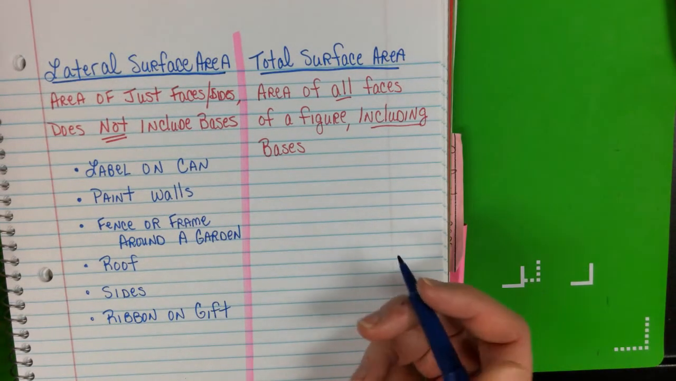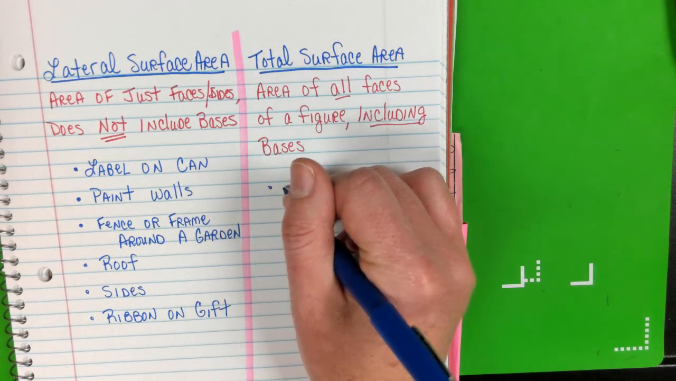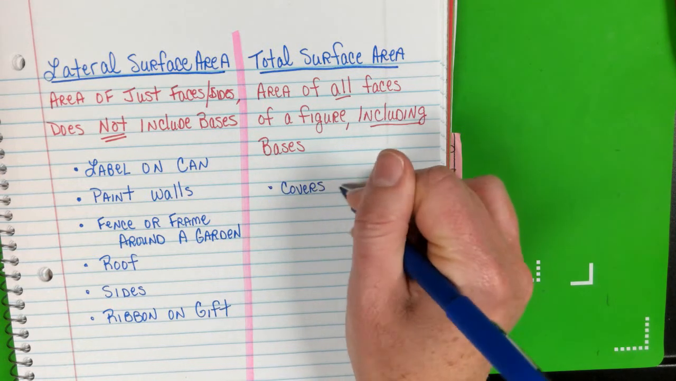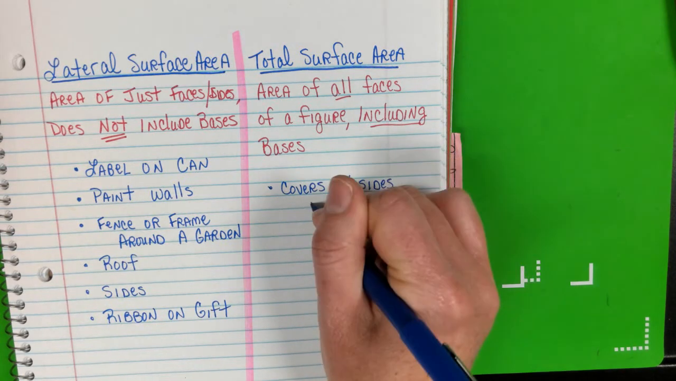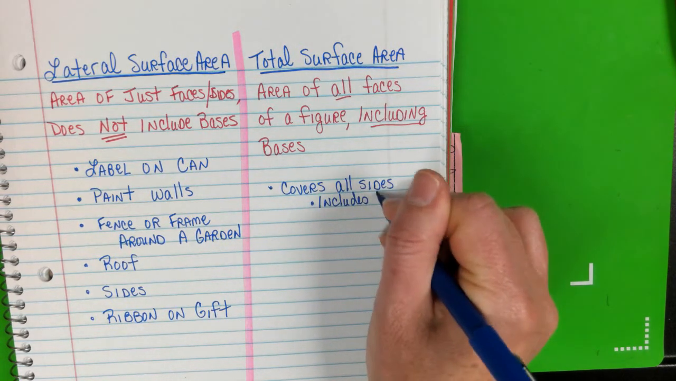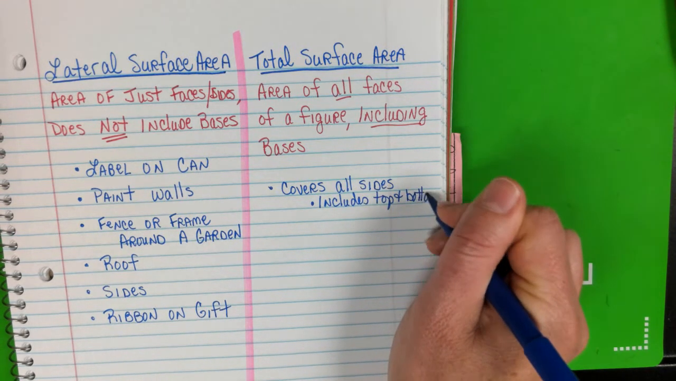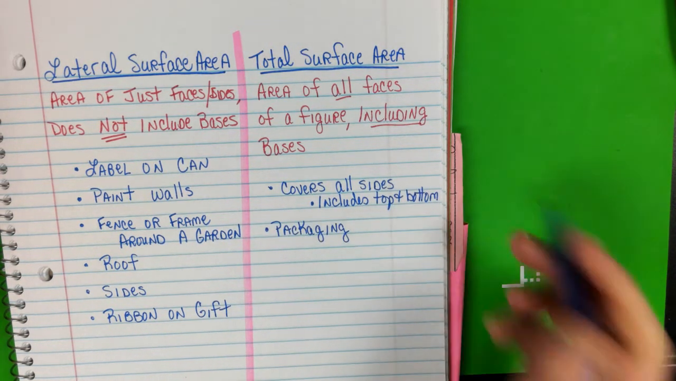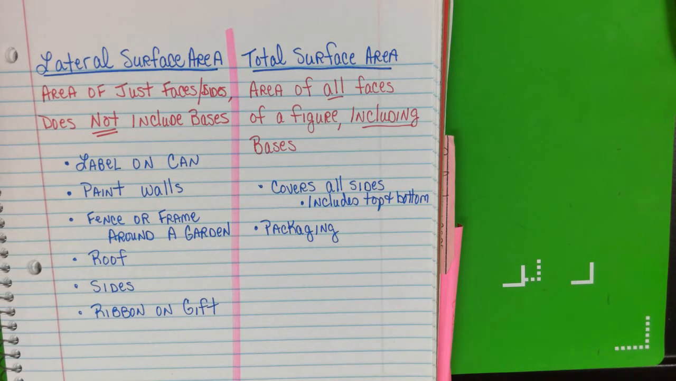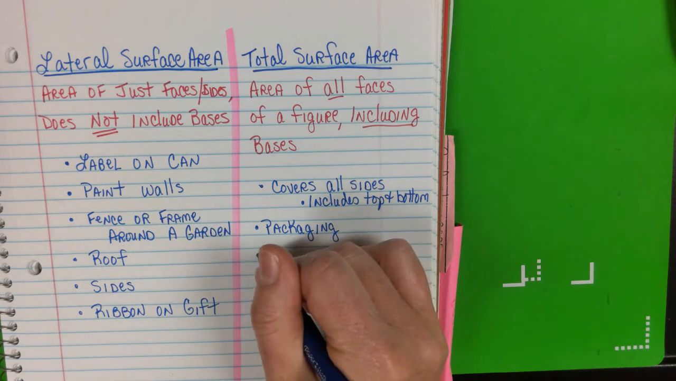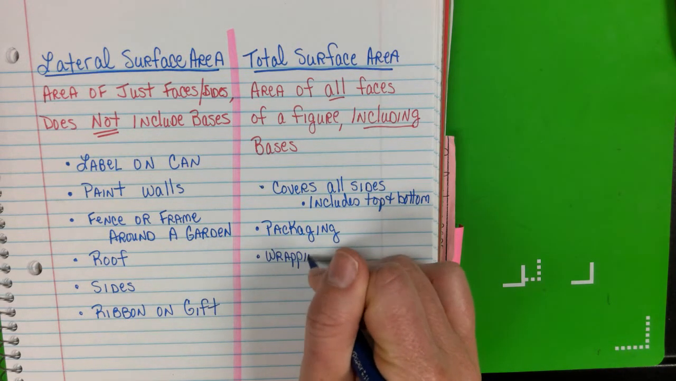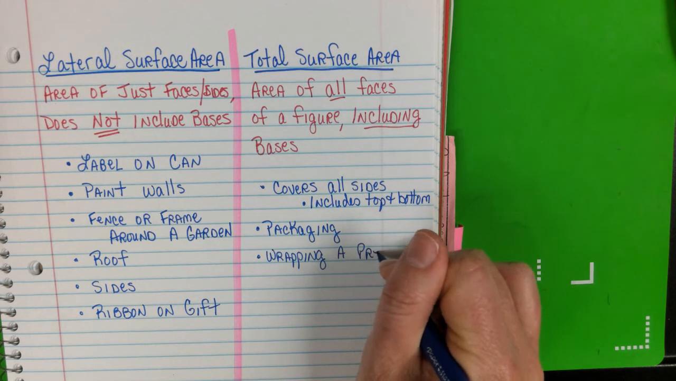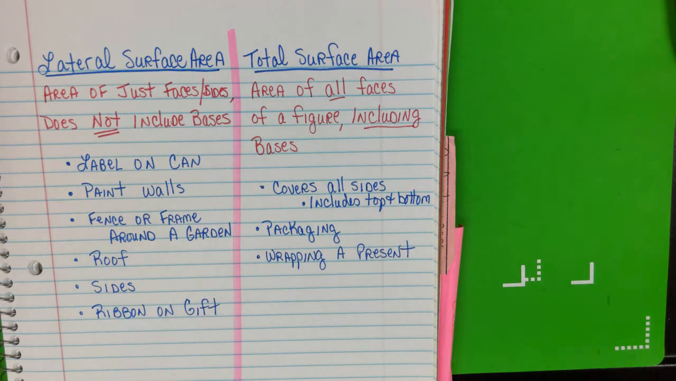Now, total surface area is really important. Number one, it might say that it covers all the sides. It includes the top and bottom. Anytime you're making packaging, like I showed you on the Kleenex box, if you're making a box or making a water bottle, the packaging. If we're wrapping a present, I think that's the biggest example that we see. Hopefully you're going to cover the whole entire box, right? And so you need to know the total surface area.